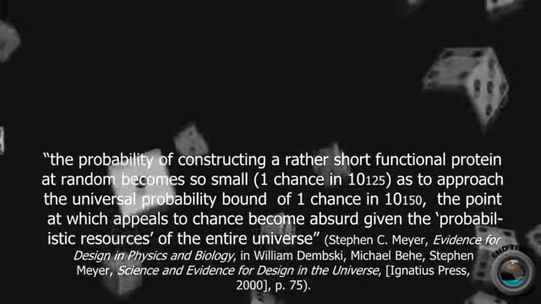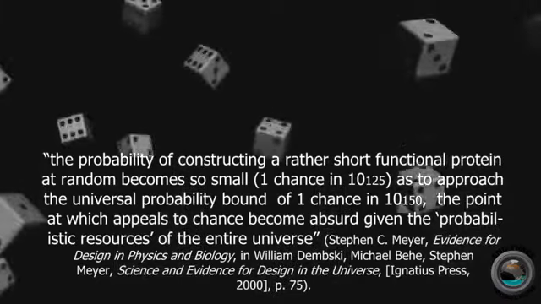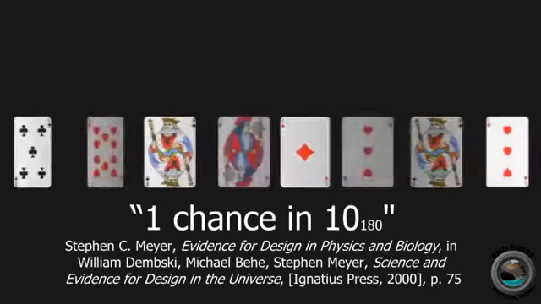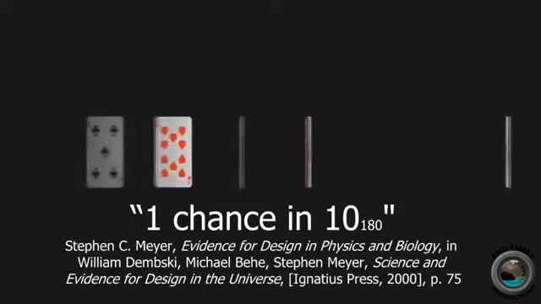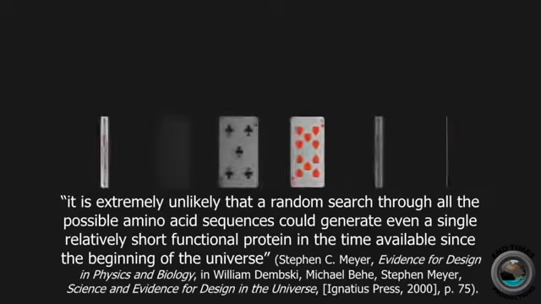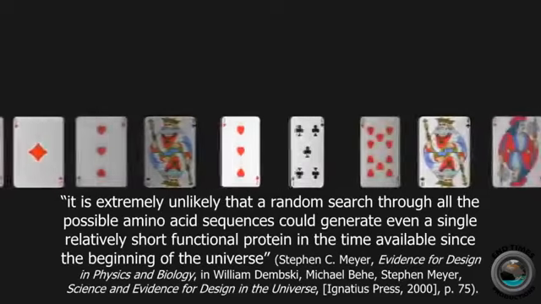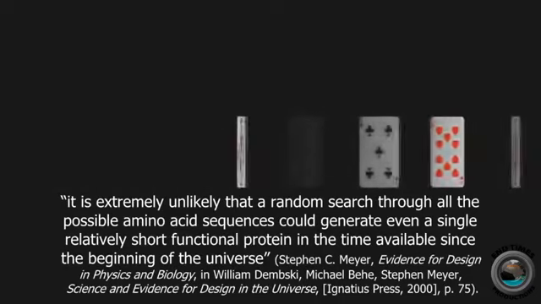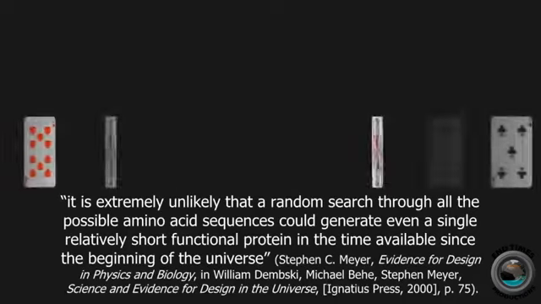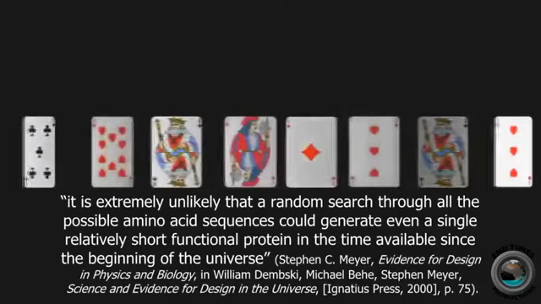The point at which appeals to chance become absurd, given the probabilistic resources of the entire universe. Moreover, he calculated that to generate a single functional protein of 150 amino acids exceeds 1 chance in 10 to the 180th power, and notes, "It is extremely unlikely that a random search through all the possible amino acid sequences could generate even a single relatively short functional protein in the time available since the beginning of the universe."